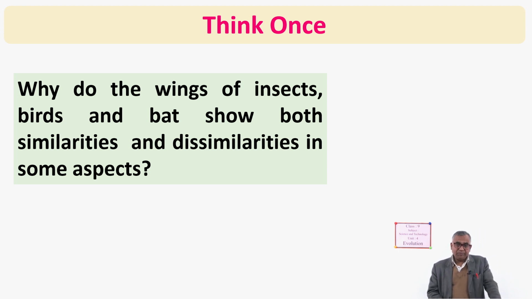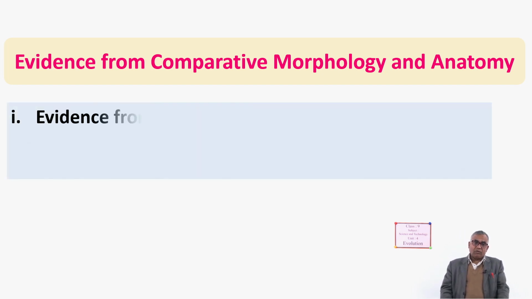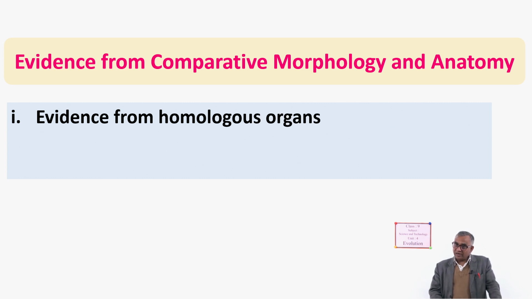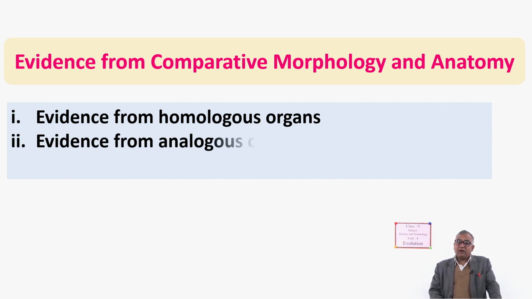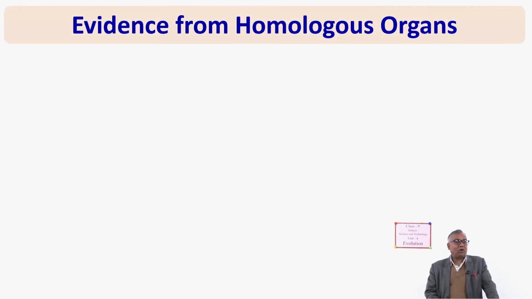So listen carefully. At first, we are going to discuss evidence from comparative morphology and anatomy. You are familiar with the terms morphology and anatomy, so I'm not going to explain again. Under it, we will read about evidence from homologous organs, evidence from analogous organs, and evidence from vestigial organs. We will understand what the different organs are under the related headings. At first, we are going to talk about evidence from homologous organs.